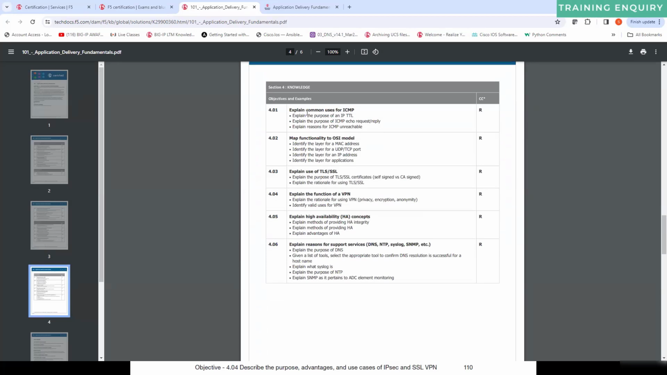And then you also have the ICMP protocol itself, because ping and traceroute, these two utilities, will be using ICMP in the background. So it is essential for each one of you to understand the function of ICMP, and of course the OSI model, the function of TLS, the function of VPN, and then of course high availability, right?